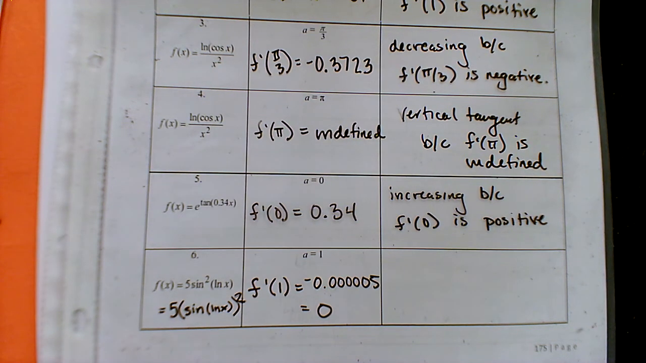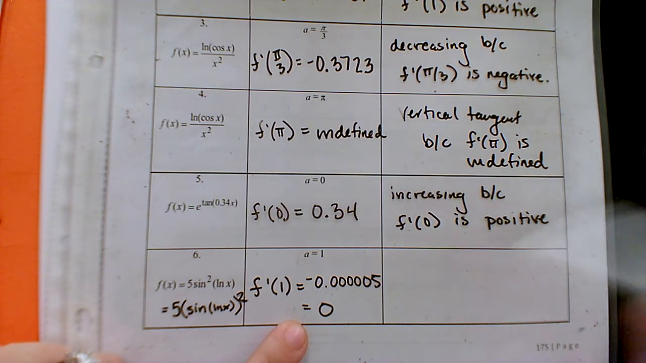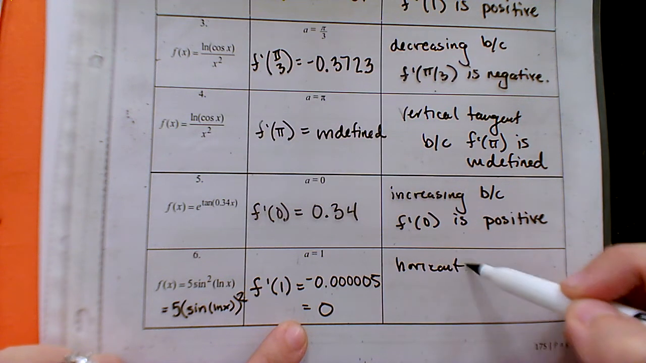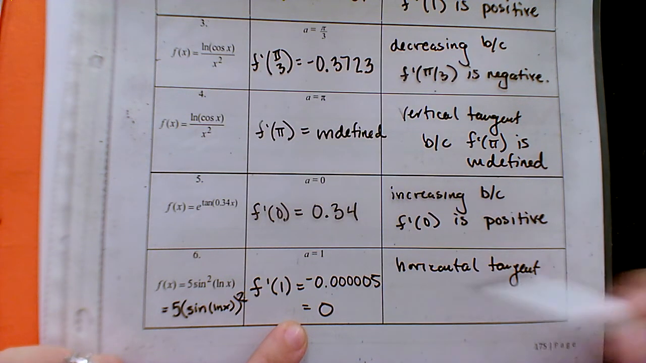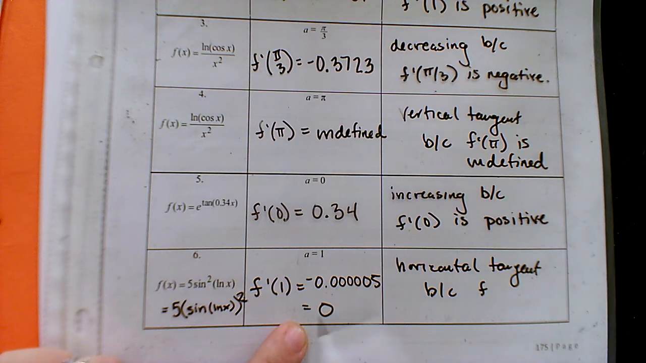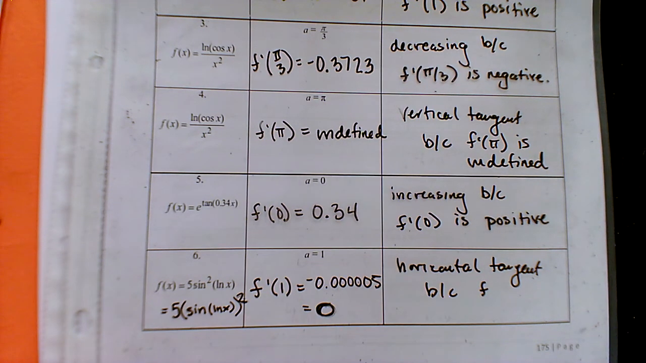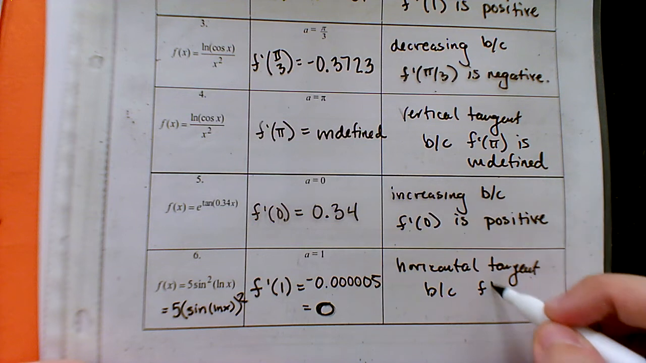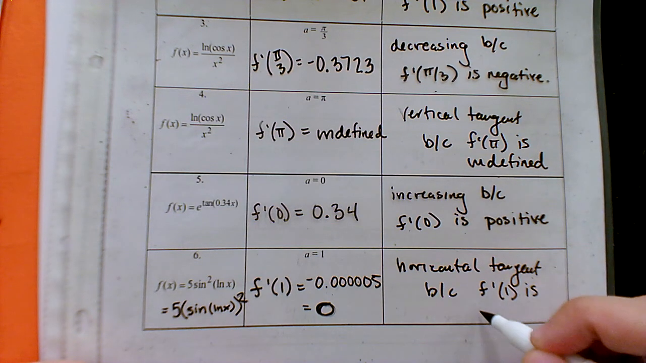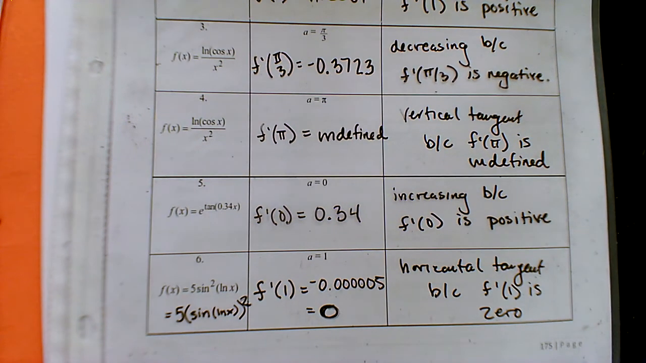What about for 6? Horizontal tangent, because your slope is 0. Well, if you got -0.000005, that's very, very close to 0. On the AP exam, you only have to round to 4 decimal places. So this would be rounded to 0. Okay? So horizontal tangent, because the derivative is 0.